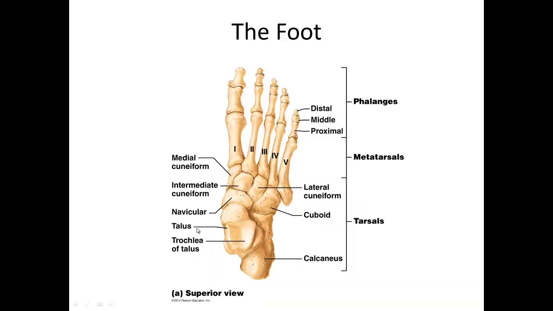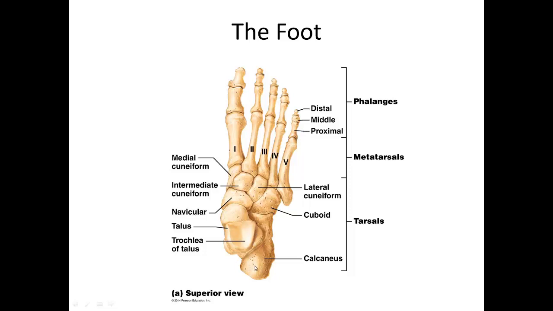Going down to the foot, very similar structural arrangement as the hand. We have 3 different regions of the foot, so the bones are broken down into 3 different regions. We have the tarsals, which are comprised of 7 tarsal bones. We have the metatarsals, which, much like the hand, form the flat portion of the foot. We have 5 metatarsals, and we have the 3 rows of phalanges.